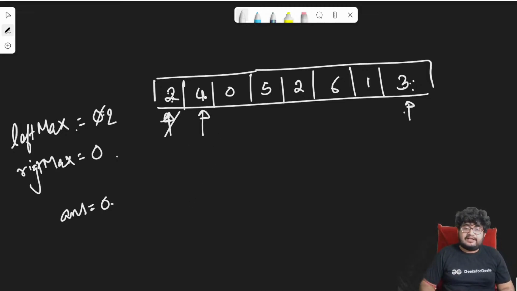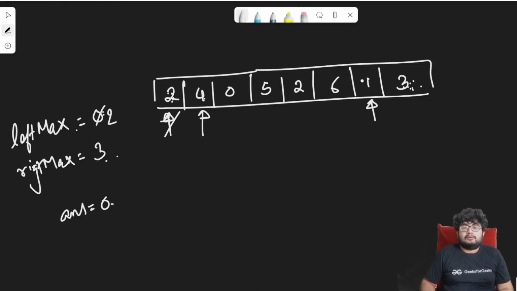Next we come to 4. Again we'll do the same thing. Is ARR of ptr1 less than ARR of ptr2? No, right? Here it is not less than. So we will move ptr2 now. When we move ptr2, we'll see the right max. Right max is right now 0, so it cannot store any water as well. So we will do ptr2 minus minus, and we'll also update the right max.